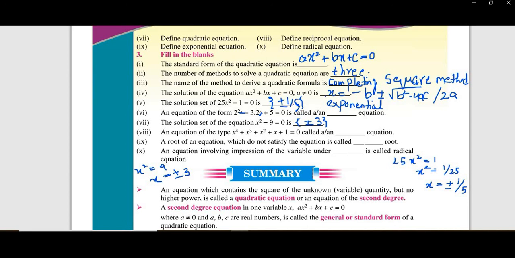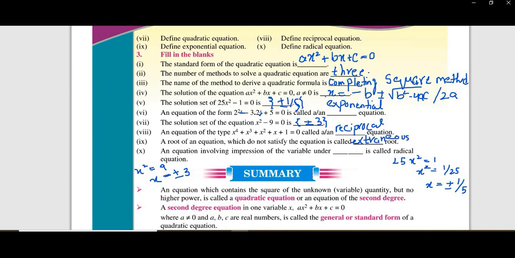A type of equation is called, we discussed it, reciprocal equation. A root of an equation which does not satisfy the equation is called an extraneous root. We discuss this in exercise 1.3.